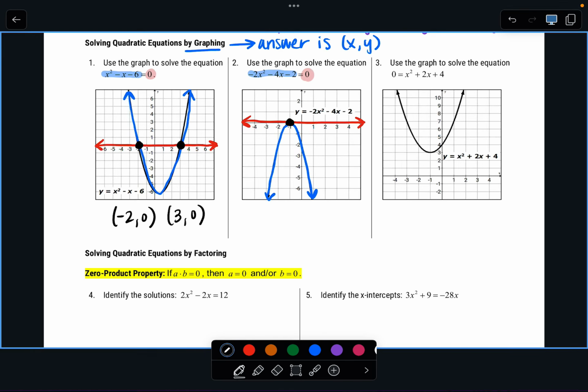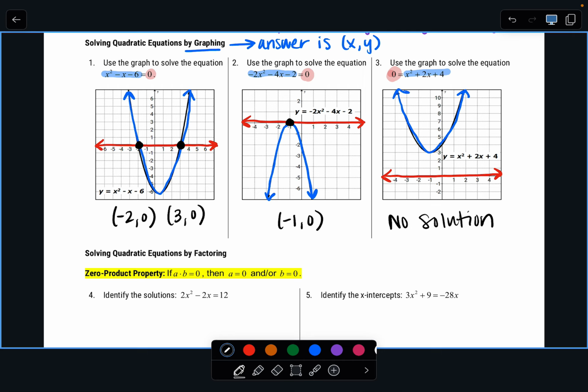My solution is here at -1, 0. Last one, really quick. We have 0. It doesn't matter that it's on the left-hand side. And we have x squared plus 2x plus 4. So if I look at where my graph, my parabola, is, and where x equals 0, where do they intersect? Nowhere. So if they don't intersect at all, what do you think we write? No solution. Perfect.